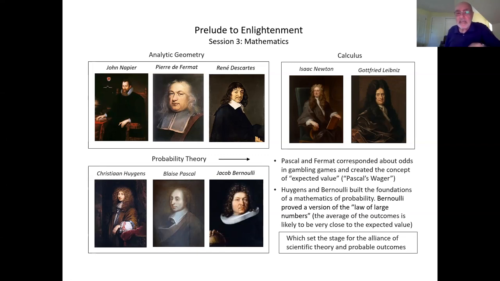Pascal and Fermat corresponded about odds in gambling games and created the concept of expected value, which was picked up by people like Pascal, whose work on it produced his religious conundrum of expected value. He says, well, I think I'll believe in God and play by the rules of religion because either he exists or he doesn't exist.